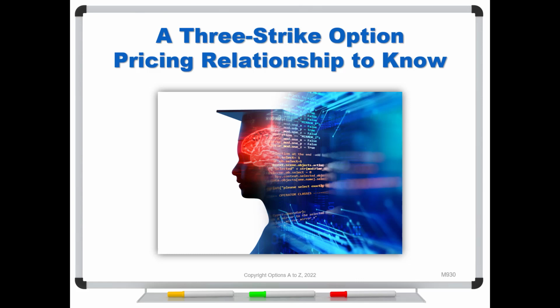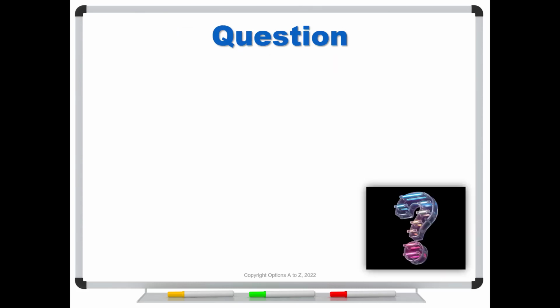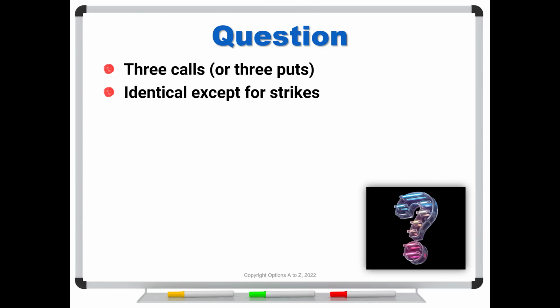Now, there's a lot of them out there. I've talked about them before in previous videos, but let's take a look at another one, sometimes called a three-strike option relationship. What is it, and how does it work? Well, I'm going to start by posing a question, and this relationship works for 3 calls or 3 puts. Take your choice, the relationship works, but it's either got to be for all calls or all puts. Now, these options are identical except for the strikes. That means they are the same underlying stock and the same expiration. We're just looking at 3 different strikes.